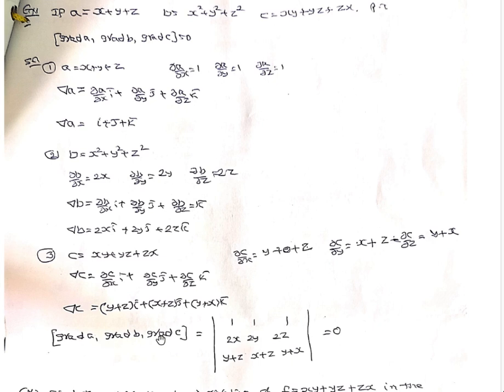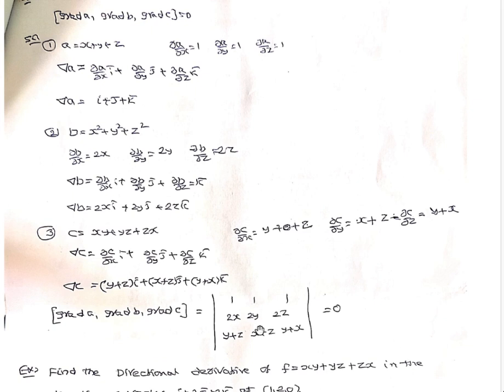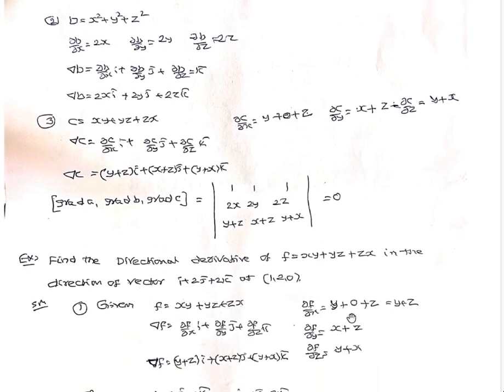Now gradient A, gradient B, gradient C is put in the determinant. So gradient A: 1, 1, 1. Next one is 2x, 2y, 2z, with i bar, j bar, k bar coefficients. Next one is y plus z, x plus z, y plus x. So if you expand this determinant, you are going to get 0.